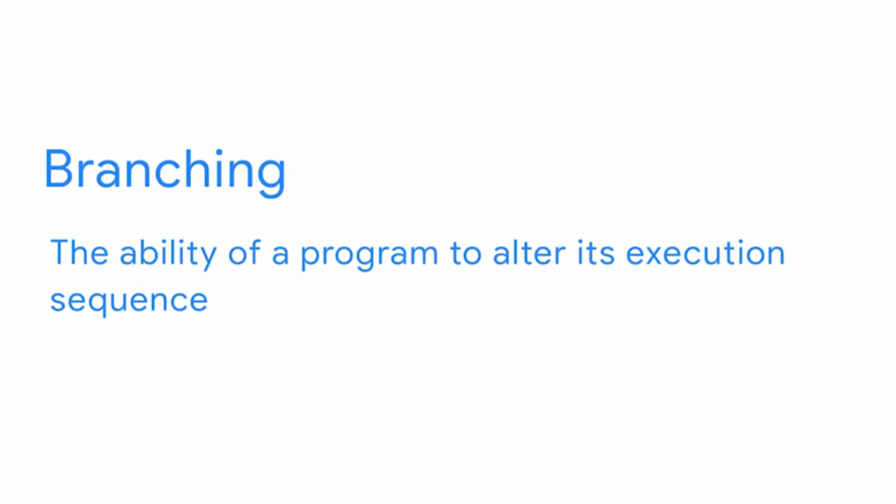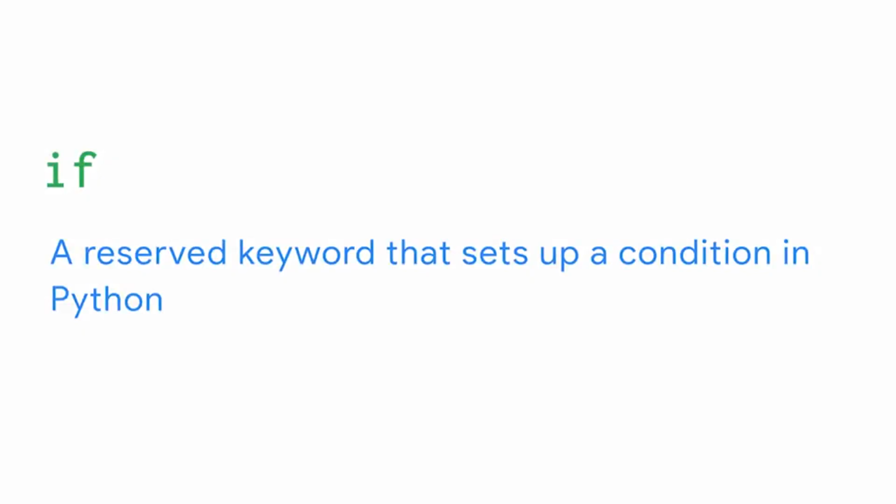Now that we know about variables, expressions, functions, data types, comparators, and logical operators, we can perform exciting actions in our scripts based on their values using branching, which is exactly what we'll learn about in this video. Branching describes the ability of a program to alter its execution sequence. This is a key component to writing useful scripts. Branching uses if statements based on certain conditions. If is a reserved keyword that sets up a condition in Python. If statements, also known as conditional statements, are just like using the word if in everyday life.